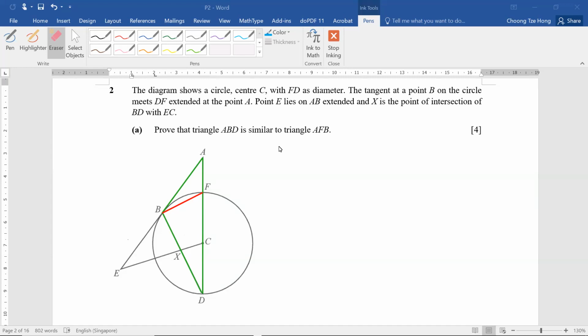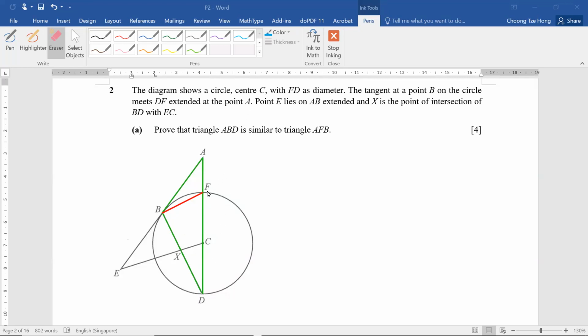A diagram shows a circle with center C, with FD as the diameter. Do take note that FD is the diameter of the circle. The tangent at point B on the circle, so there's a tangent at point B. The tangent is AB. ABE is the tangent, and it meets DF extended at point A.